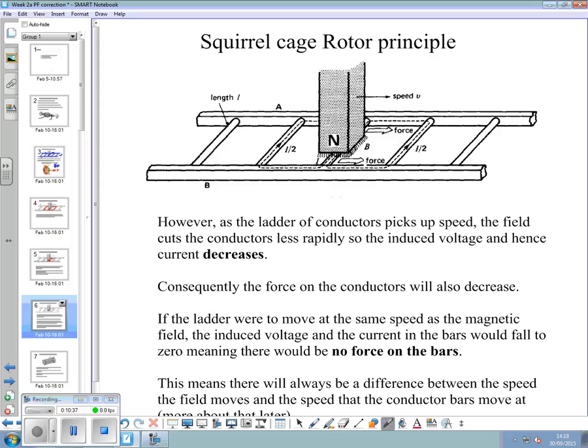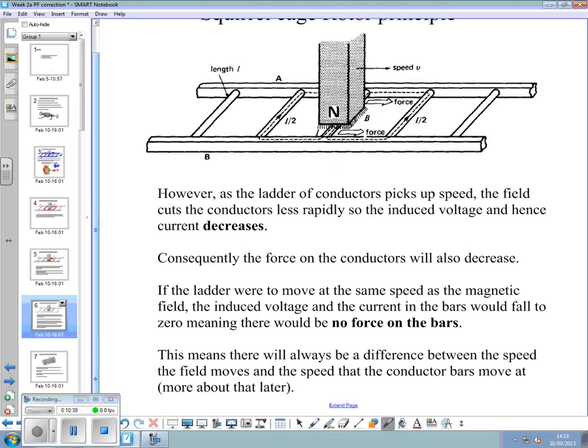Okay, what that means is there's always a difference between the speed the field moves and the speed that the conductor bars move at, and we'll come back to that again shortly. So we created the speed of a magnetic field. The speed of the rotor is always going to be slightly behind that, otherwise you wouldn't have any force.